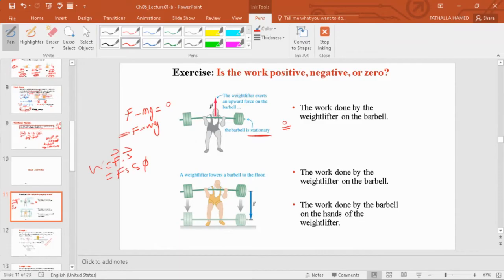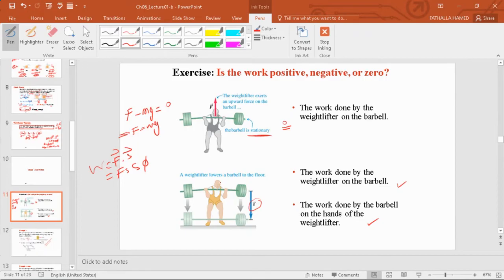Now, in this situation here, the weightlifter lowers the barbell to the floor. So it's moving a displacement S, and they ask you the work done by the weightlifter on the barbell, and the work done by the barbell on the hands of the weightlifter.